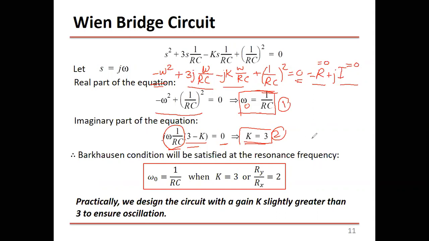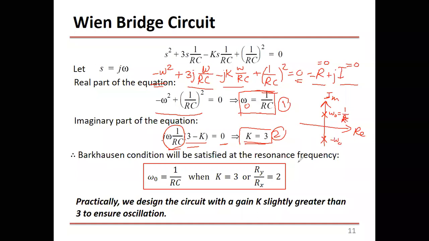And if you do this, as I mentioned before, you are placing the two poles of the characteristic equation. This is the real part and this is the imaginary part. You are placing the two poles exactly on the imaginary axis. If you select omega as 1 over RC and K as 3, this is going to be omega 0, which is 1 over RC, and this one here is negative omega 0, which is negative 1 over RC.